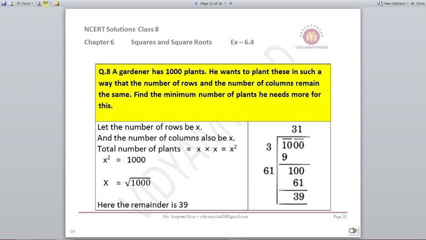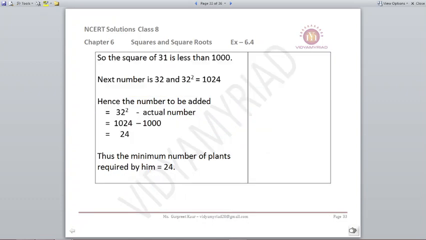So what I will do, I have to use my rule for adding. For adding I will do 32 square now. 32 square is 1024. So 1024 minus 1000 is 24. That means minimum number of plants that is required by him will be 24 to get a perfect equal number of rows and columns.